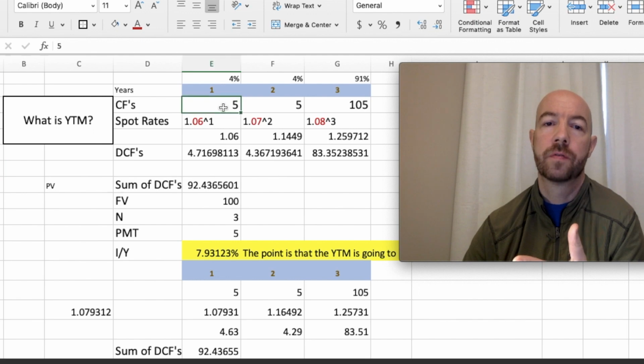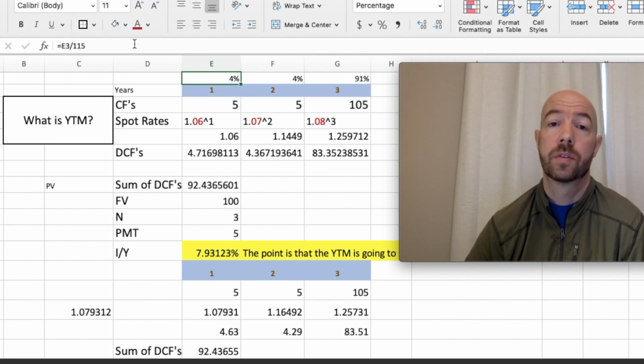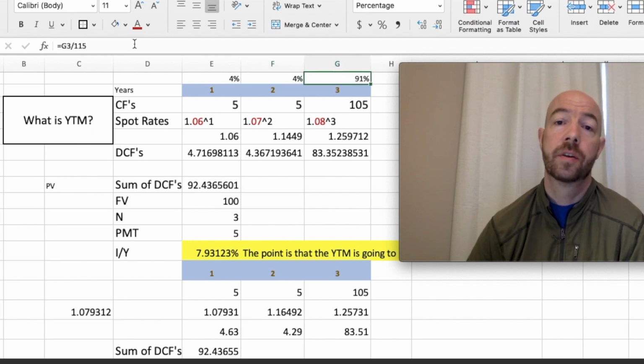Well, you have 5, 5, and 105. So you have $115 of cash flows coming in over the full life of this example. The 5 divided by $115 represents about 4% of the total cash flows you're going to receive in the first year. In the second year, you receive another about 4%. And in that third year, 91% of all your cash flows are going to come in.